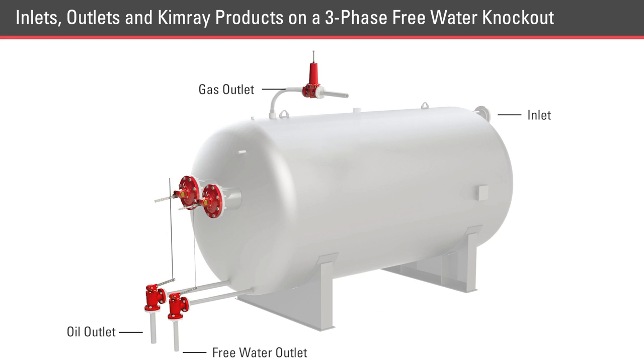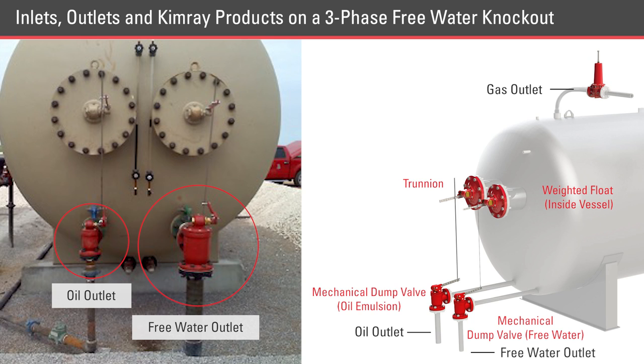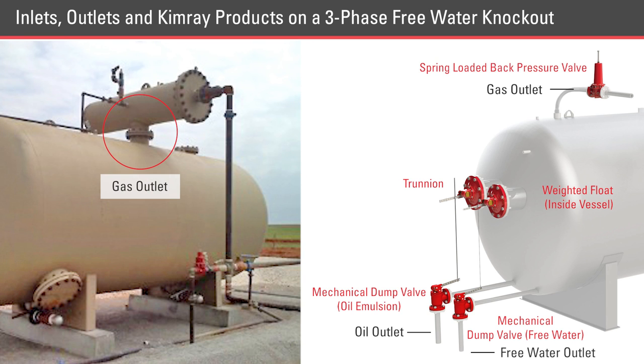Please note the inlet and outlet connections and the products used on this three-phase knockout. A trunnion and weighted float are used to control the free water dump valve, and another trunnion and float are used to control the emulsion dump valve. The gas goes out through the top of the vessel and through a back pressure valve.